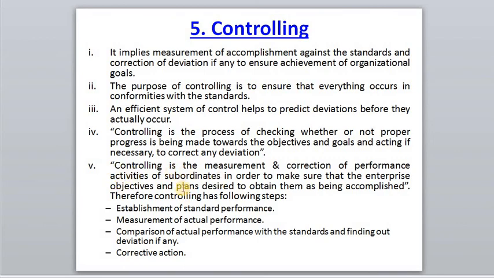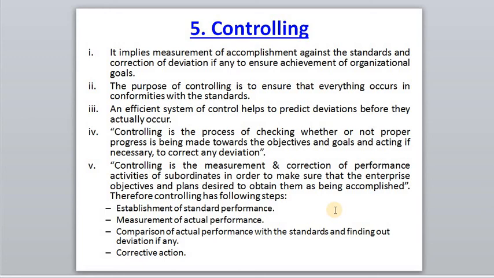Controlling, again, is the measurement and correction of the performance of activities of the subordinates in order to make sure that the enterprise objectives and the plans devised to obtain them are being accomplished. Okay, so there are some goals to be achieved, so there are various subordinates, and we have to check the performance of the subordinates, whether they are doing the particular task which has been given to them, and whether that task has been achieved in the proper direction or not. So controlling plays an important role in checking whether the task given to the subordinates has been accomplished in the proper direction or not.